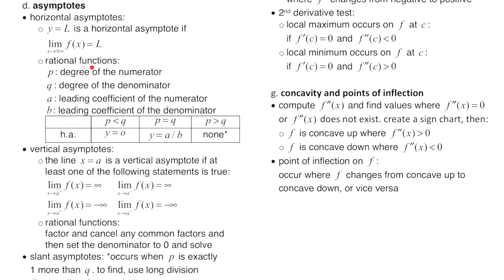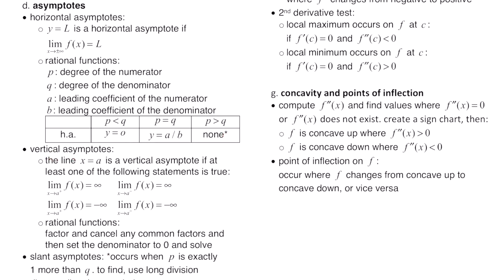If you specifically have a rational function, you can use this process from your previous math class. The degree of the numerator is p, the degree of the denominator is q, the leading coefficient of the numerator is a, and the leading coefficient of the denominator is b. To find your horizontal asymptote, you can use this chart. If p is less than q, then the horizontal asymptote is y equals 0. If p equals q, then the horizontal asymptote is y equals a divided by b. And if p is greater than q, then there is no horizontal asymptote, but I have an asterisk that we're going to look at down here.